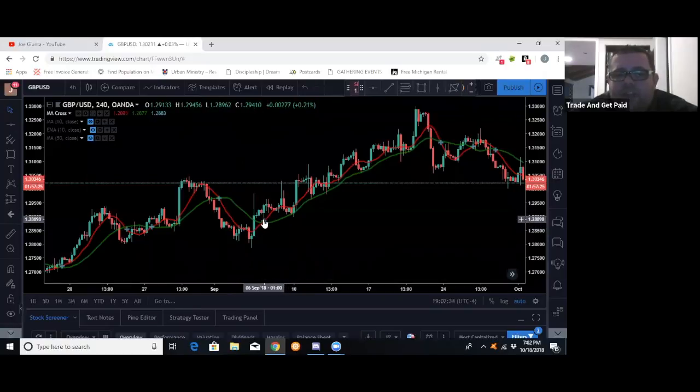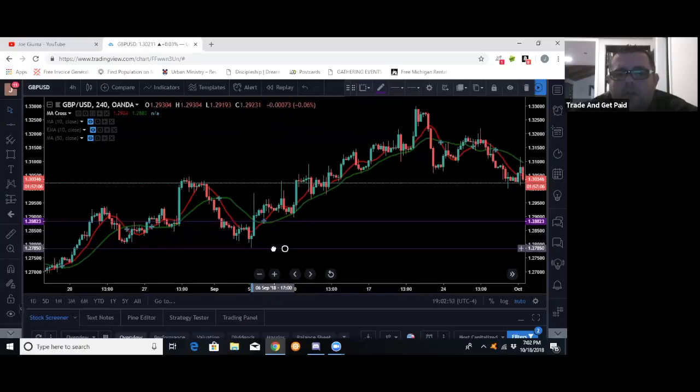So let's just say we were to get in right here. Okay, let's just drop a line. Let's say we would have got in right there. And if that's the case, we would have gone to our previous low and set our stop loss. Okay, so this would have been your risk. In this particular case, you would have been risking a total of 98 pips.